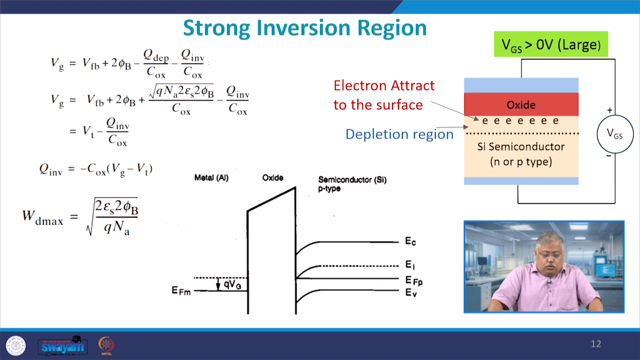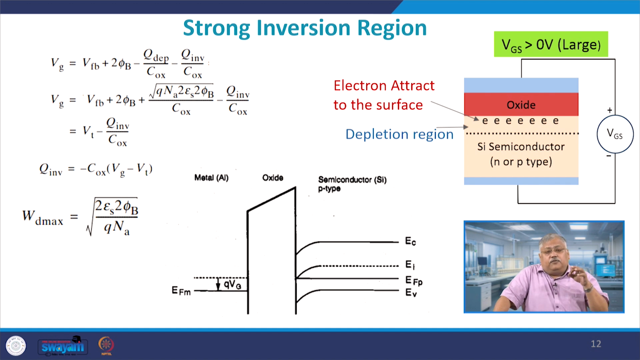Now, look at the left hand side explanation. On the left hand side, the maximum width of the depletion region is given by the square root of 4 times epsilon silicon phi bulk upon q NA, and the inversion layer density which you get is C. So, C into V is Q. Q inversion is negative because I have inverted it, so I get a minus sign here. I multiply Cox (Vg minus Vt), where Vt is the threshold voltage.